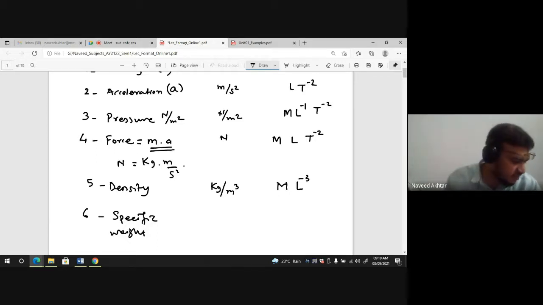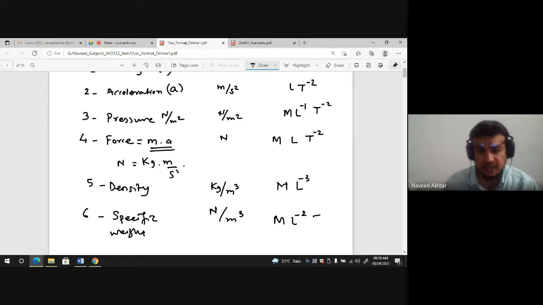The specific weight is measured in Newton per meter cube, and its dimensional quantity is M L raised to power minus 2 T raised to minus 2.